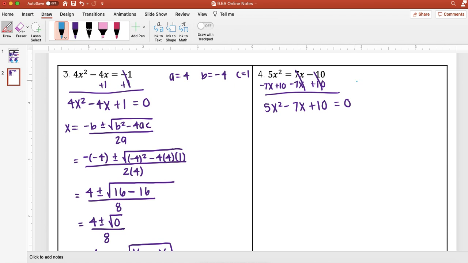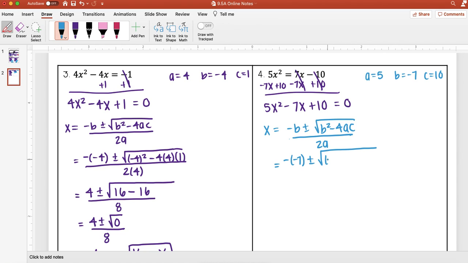Okay, and I'm going to go ahead and label my a, b, and c. So here my a is equal to 5, b is equal to negative 7, and c is equal to 10. So again, rewriting my formula here. So negative b, my b value is negative 7, so I have negative 7, plus or minus negative 7 squared, minus 4 times a, which is 5, times c, which is 10, all over 2a, and a is 5.